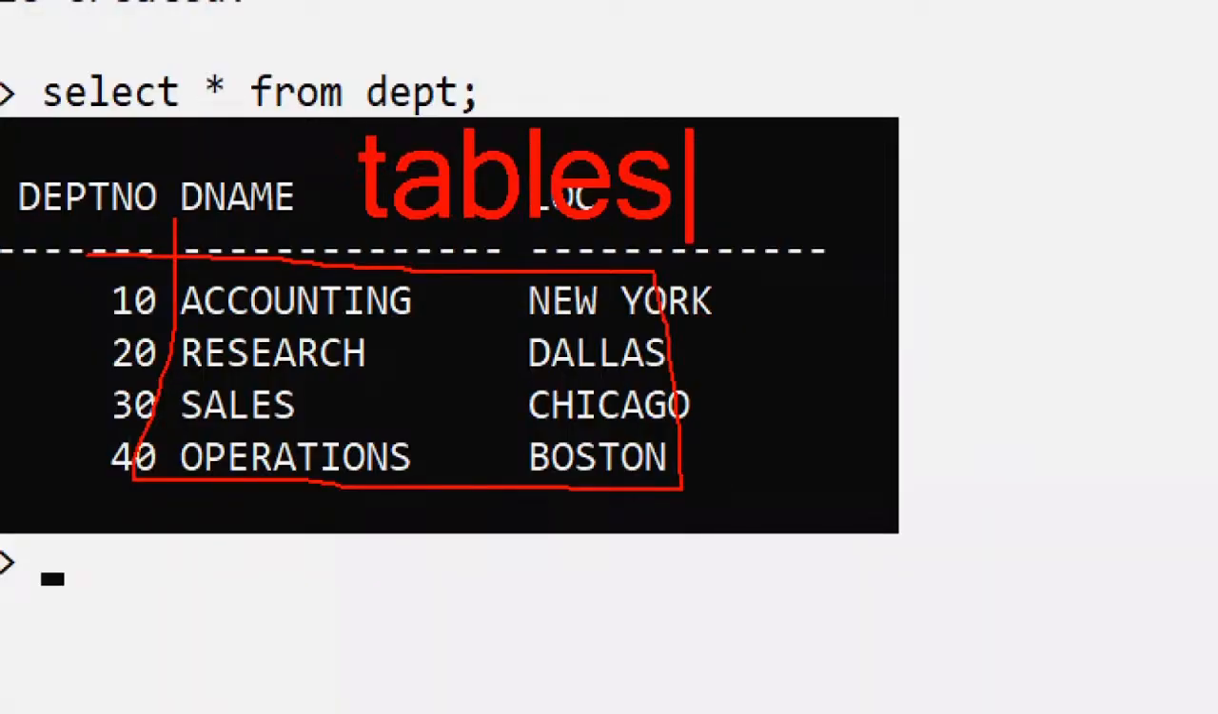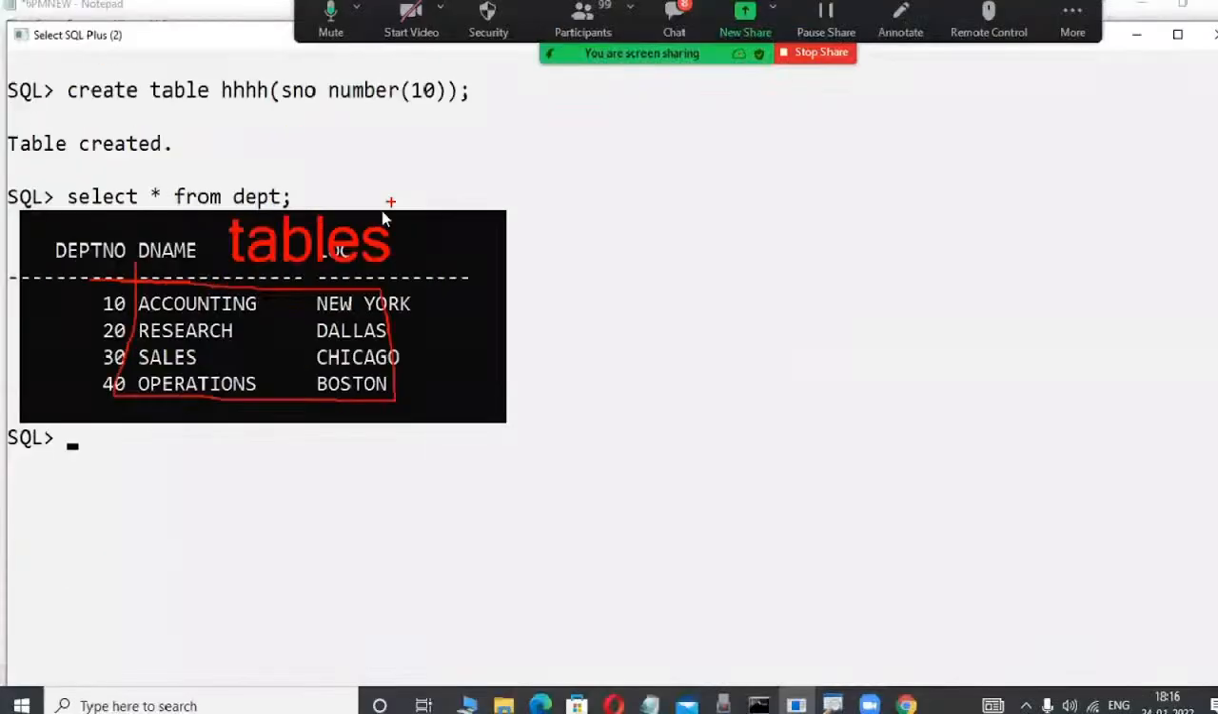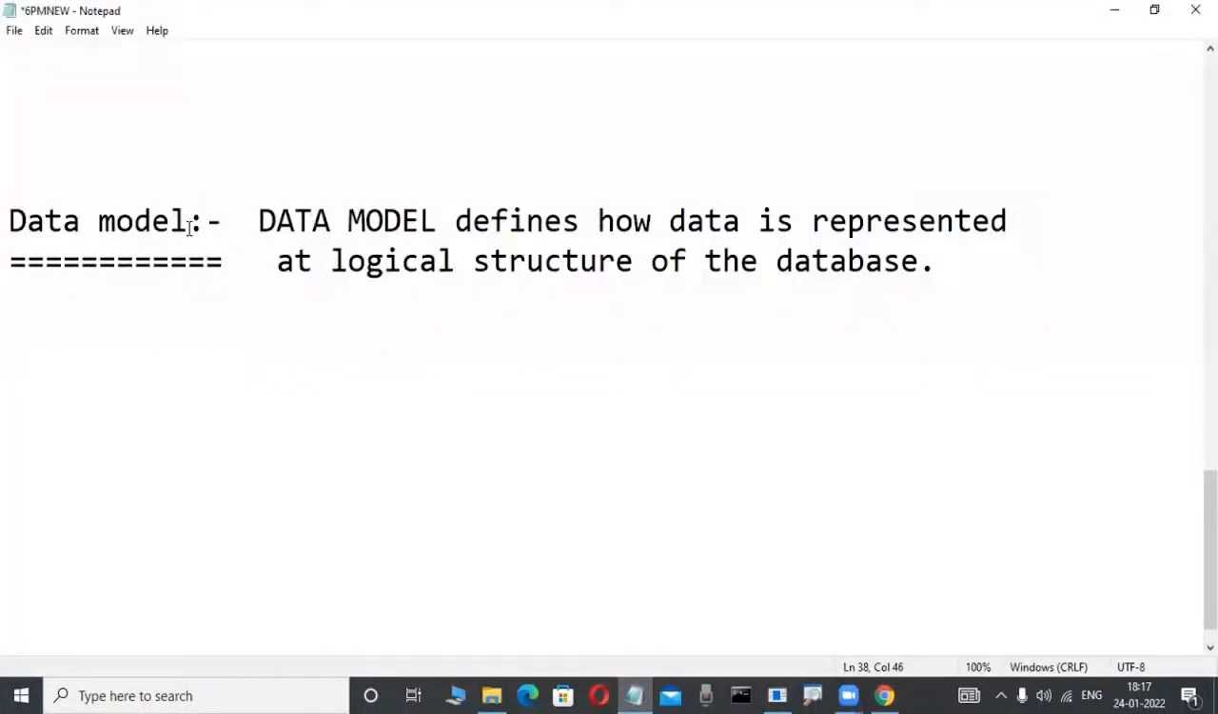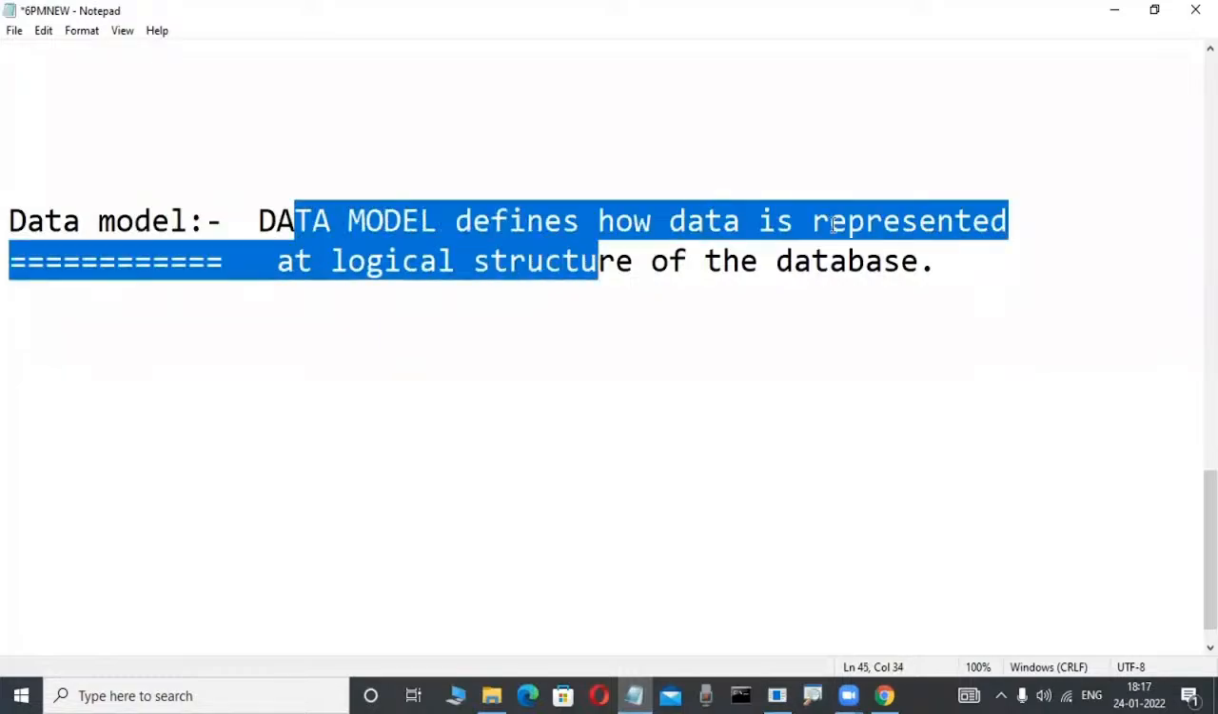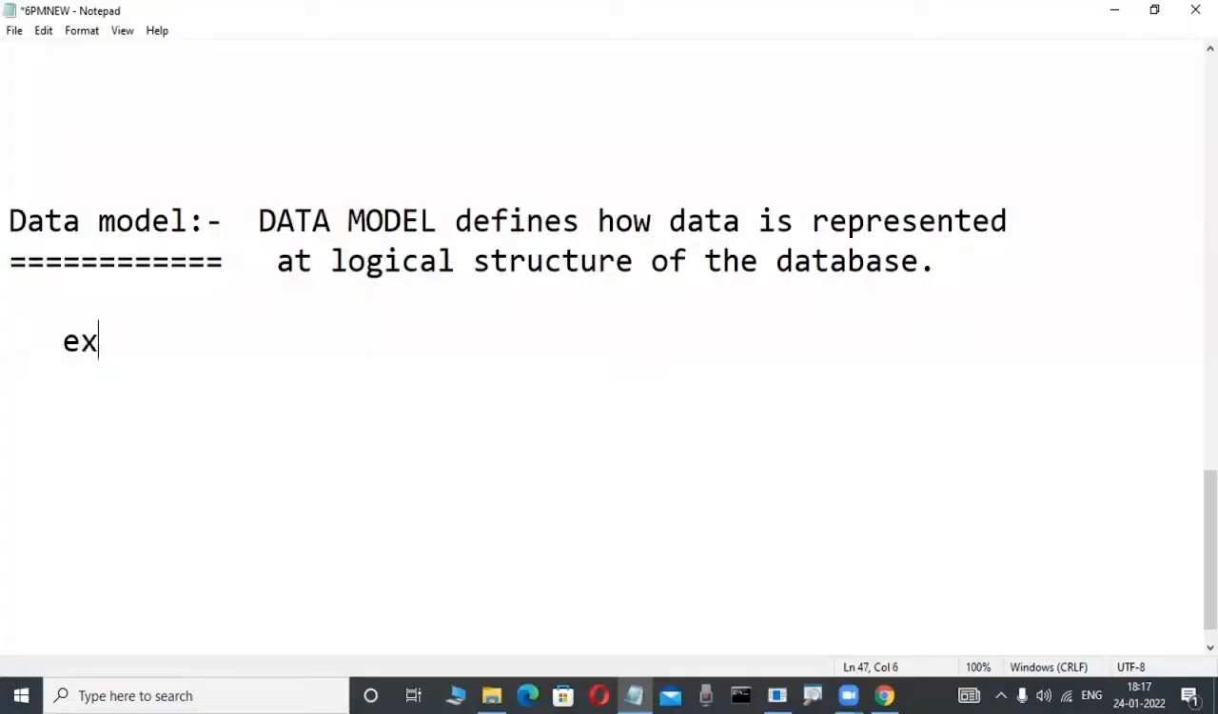Hierarchical data model, network data model, some other data models were there. IMS software, IDMS software were there in those days. So here there were different softwares, IDMS, IMS, these types of softwares. But nowadays, observe here, a data model is nothing but it defines how data is represented at a logical structure of the database.